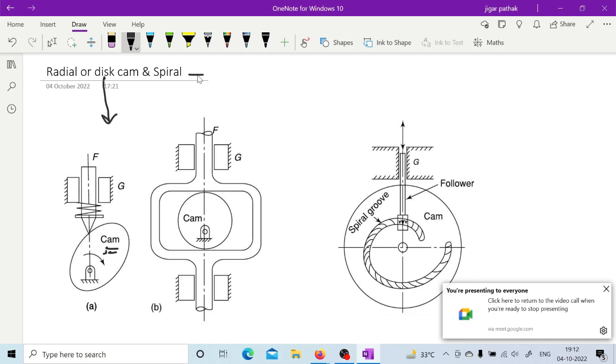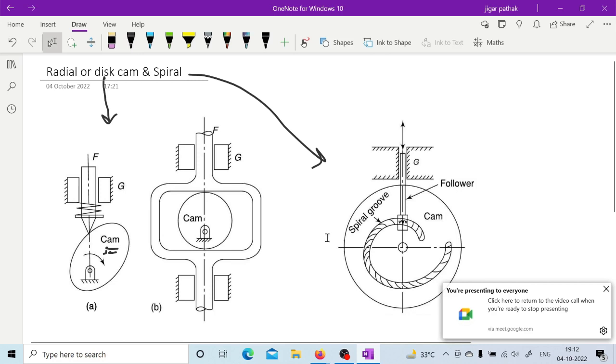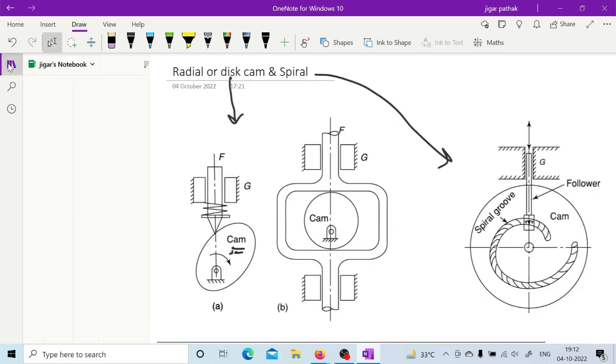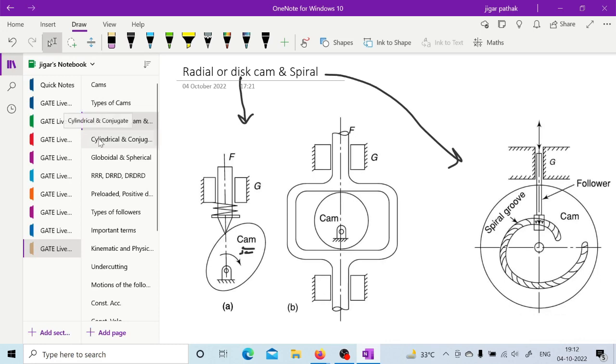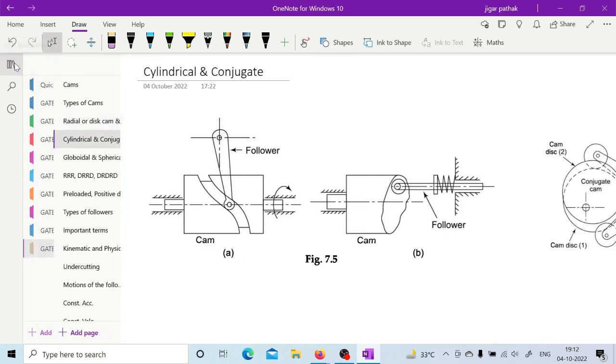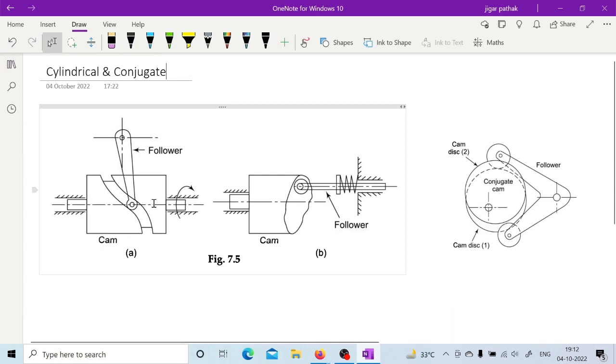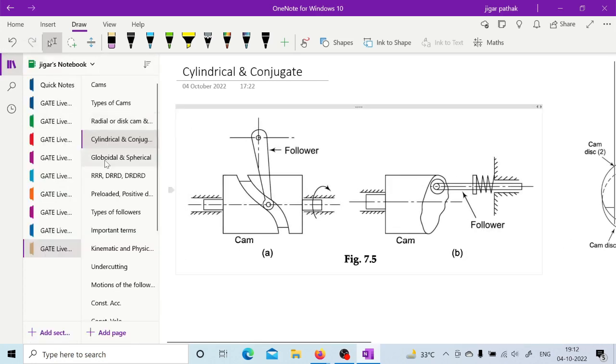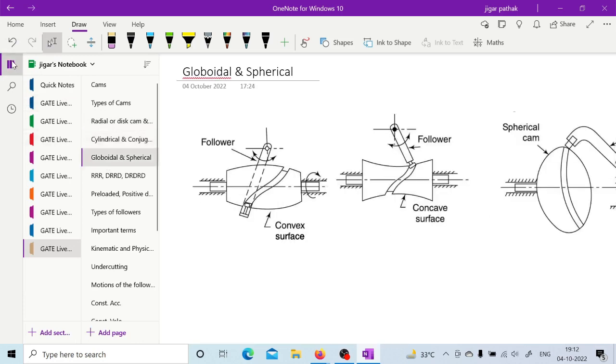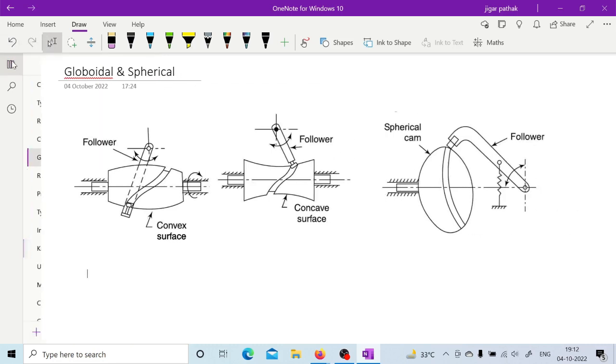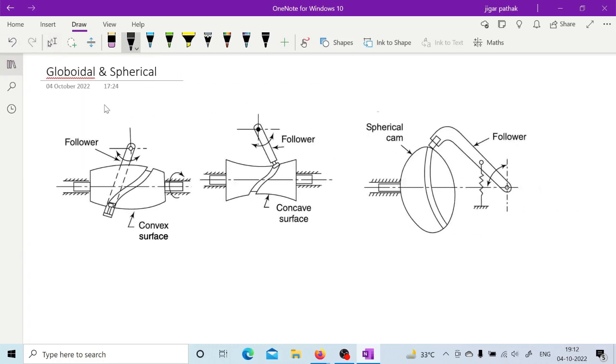Apart from this, based on shape, it can also be a spiral type of cam, as you can see. There are various ways of providing different shapes to the cam, and based on that particular shape it can be classified. Similarly, here you have the cylindrical kind of cam, and here it is the conjugate cam. So there are various types of cams based on the shape. In a globoidal cam you can have concave and convex shapes of the cam, as you can see. And finally this is the globoidal, and this is the spherical.